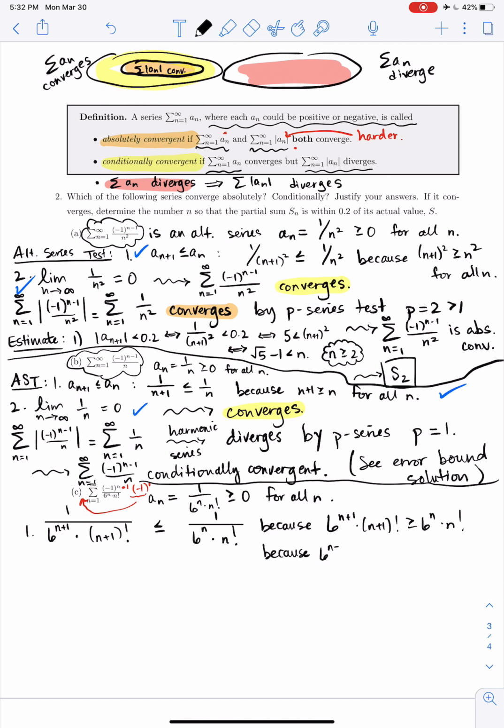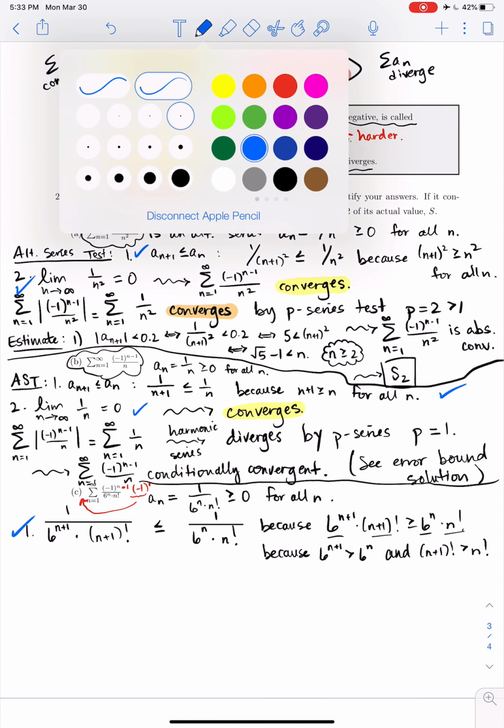Because 6 to the n plus 1 is bigger than 6 to the n, okay? And n plus 1 factorial is bigger than n factorial. Okay, so basically you have the product of two things, both of which are larger than these two things, so the products must respect that inequality. Okay, so that property of the alternating series test works.